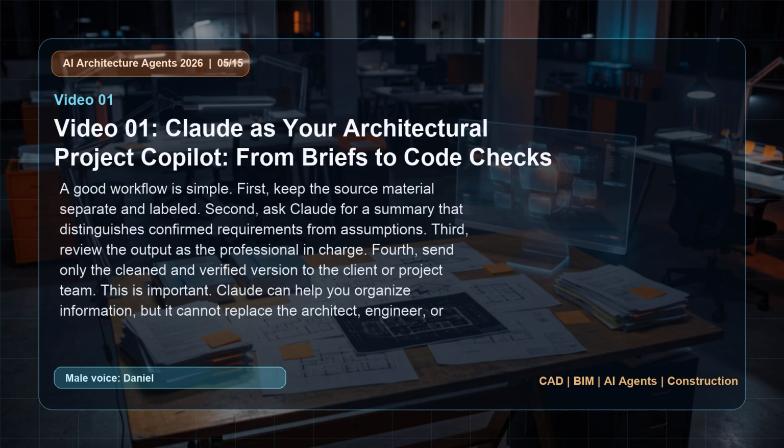A good workflow is simple. First, keep the source material separate and labeled. Second, ask Claude for a summary that distinguishes confirmed requirements from assumptions. Third, review the output as the professional in charge. Fourth, send only the cleaned and verified version to the client or project team.